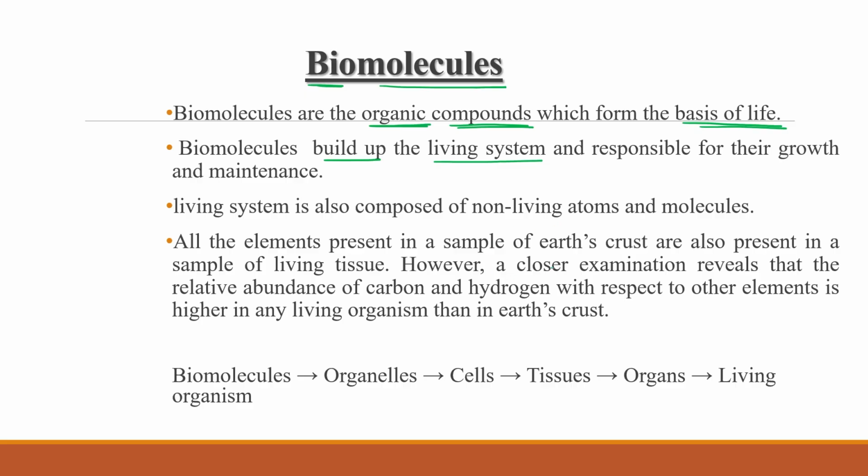If you compare all the elements present on the earth with a living tissue, after very close examination you will be surprised that the percentage of carbon and hydrogen is quite high in a living system compared to the earth crust. That's why it is written here: a close examination reveals that the relative abundance of carbon and hydrogen with respect to other elements is higher in any living organism than in the earth crust. This is your NCERT line.